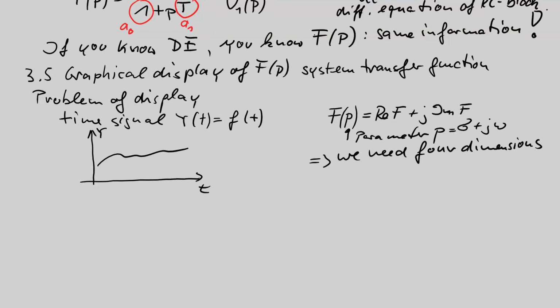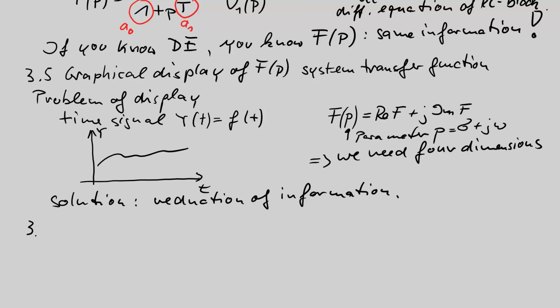So what we can do is ignore information. We can reduce information by deleting one or more parts. Solution: reduction of information. The first reduction method is the following, and we get the so-called polar plot.